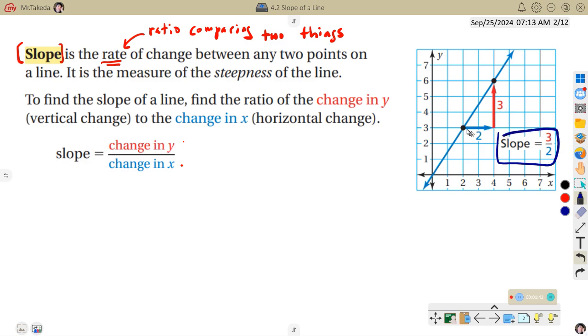And why is that? Because from this point to this point, the change in vertical direction is 3. Positive 3, going up 3. The change in horizontal direction is 2. We're going to the right. So it's a positive 3 over a positive 2, which results in a positive 3/2 slope. Okay? So the change in y divided by the change in x. That's our big idea.